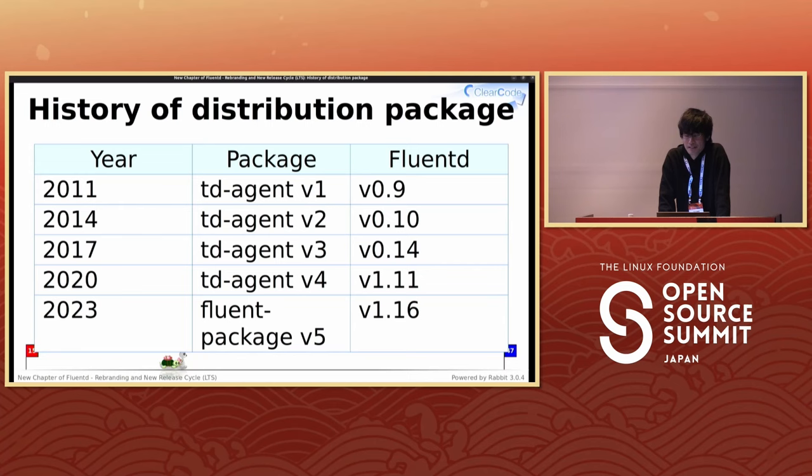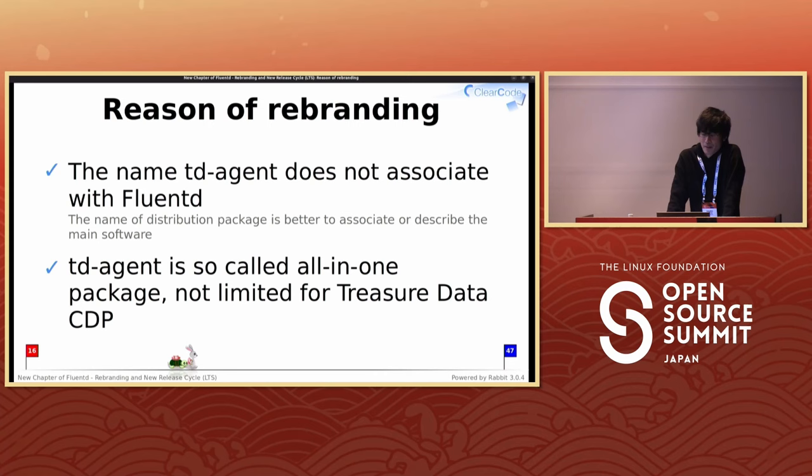As you can see, along the development of Fluentd, TD agent had been developed too. And recently, the development became community-based. This year, we release the Fluentd package as a successor of TD agent. So why did we change the name, and what else has changed? It was actually a big change we had made.